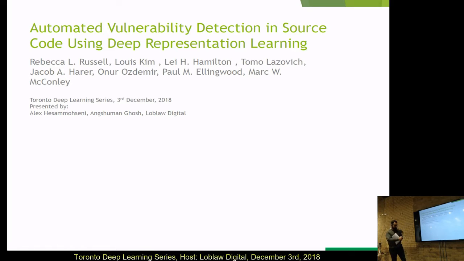We're going to go over the problem. The title is very descriptive: detecting vulnerabilities from the source code, not the object code, not the runtime behavior of the program, using deep representation learning. The representation learning part, I presume you should be familiar with. We're embedding our individual tokens of the source code into an embedding space.